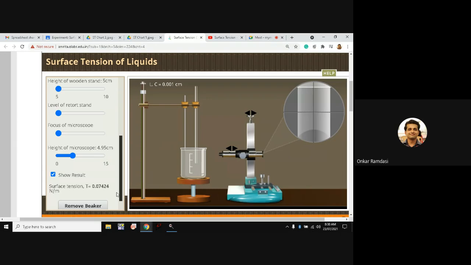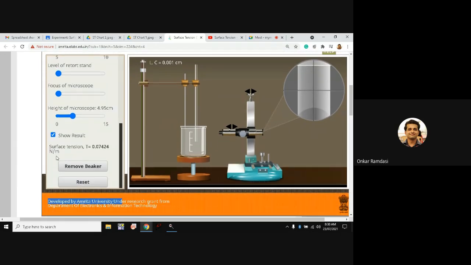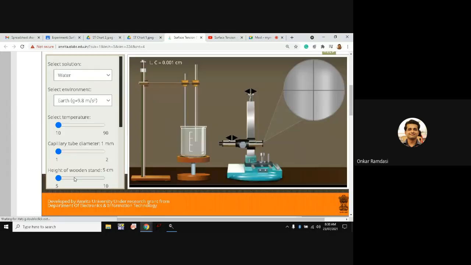Okay, and there is one option which is remove beaker. If you click on that, the beaker will get removed, and finally the reset, so that it will come back to the original condition.